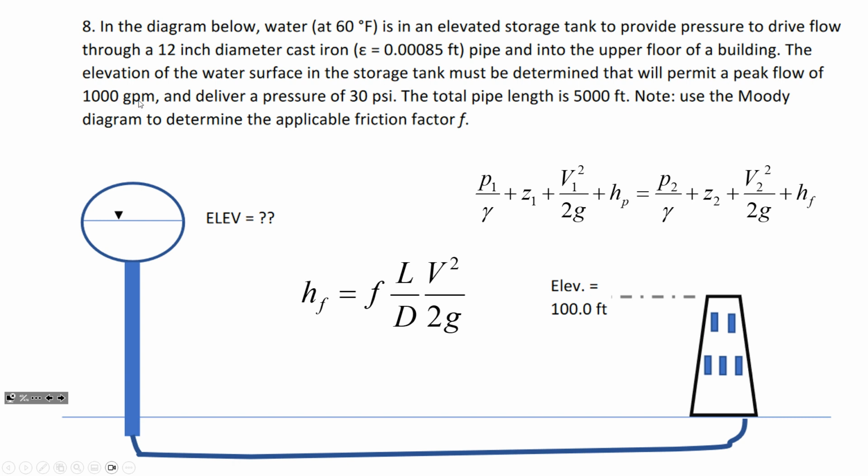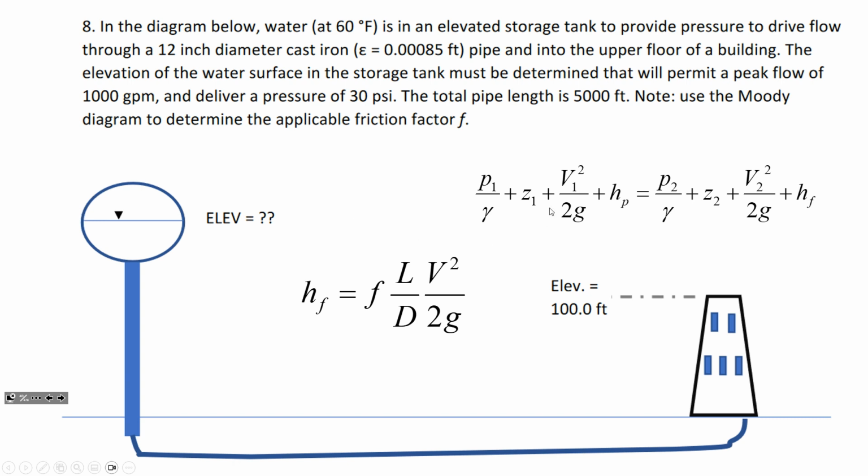Do you know what GPM is? Gallons per minute. Right. So you're going to be using the Darcy-Weisbach equation to determine how much energy loss there is due to pipe friction as the water's flowing through there. And here's the energy equation that allows you to determine how high the water surface elevation needs to be inside of the tank. And so the tank is location one, and the building is location two.